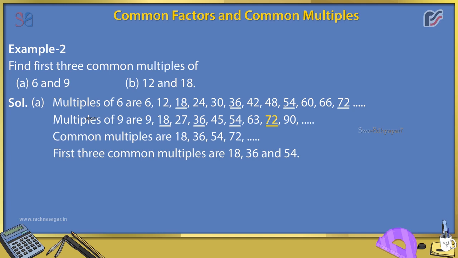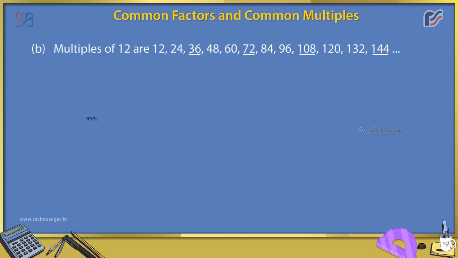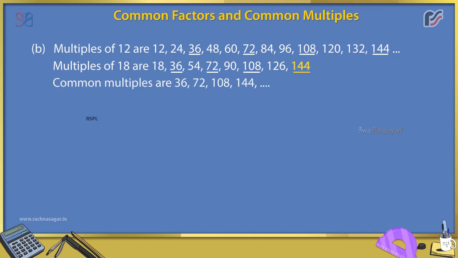36 and 54. B. Multiples of 12 are 12, 24, 36, 48, 60, 72, 84, 96, 108, 120, 132, 144, and so on. Multiples of 18 are 18, 36, 54, 72, 90, 108, 126, 144. Common multiples are 36, 72, 108, 144. First three common multiples are 36, 72, 108.